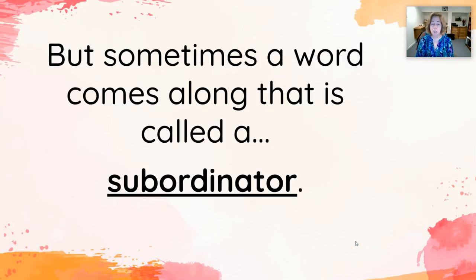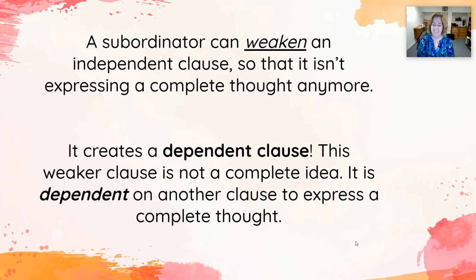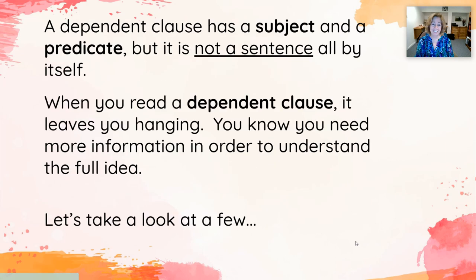But sometimes a word can come along called a subordinator. The subordinator can weaken an independent clause so that it isn't expressing a complete thought anymore. It creates a dependent clause, and this weaker clause is not a complete idea. It's a dependent clause. It is dependent on another clause to express a complete thought. A dependent clause has a subject and predicate, but it is not a sentence all by itself.